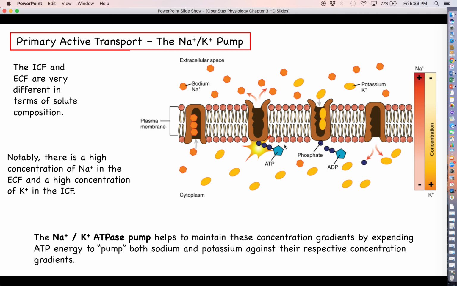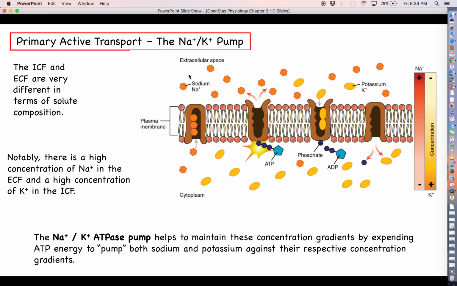And we do that by simultaneously binding to a molecule of ATP and hydrolyzing it to give us the energy we need to pump sodium that way. At about the same time, we take 2 ions of potassium, which are in the extracellular fluid, and just like with sodium, there's not much potassium in the extracellular fluid, and we pump it the other way.